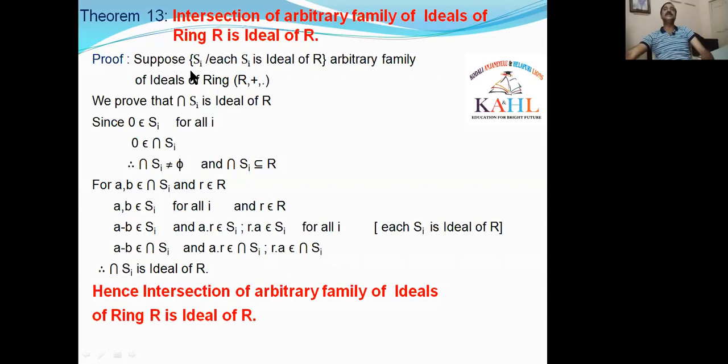What is Si? This is a family of ideals, as in the first line of the proof. Si is a family of ideals, and the intersection of the family of ideals Si is an ideal of R. Hence, the intersection of an arbitrary family of ideals of ring R is an ideal of R.